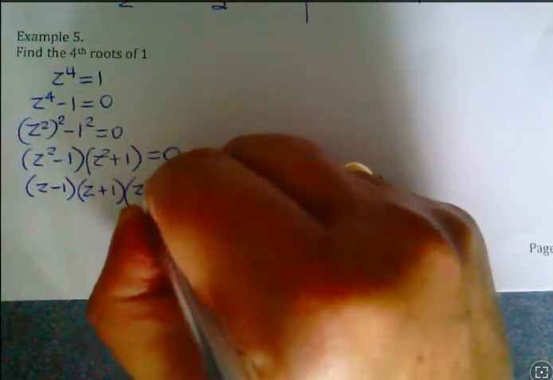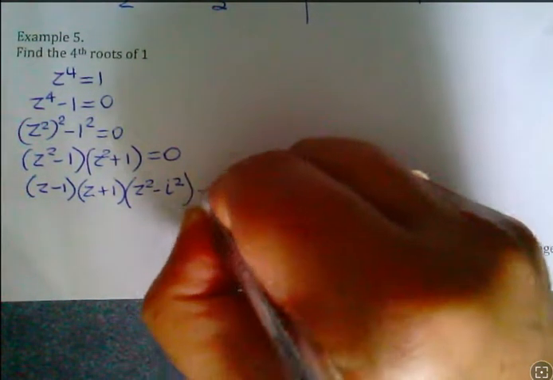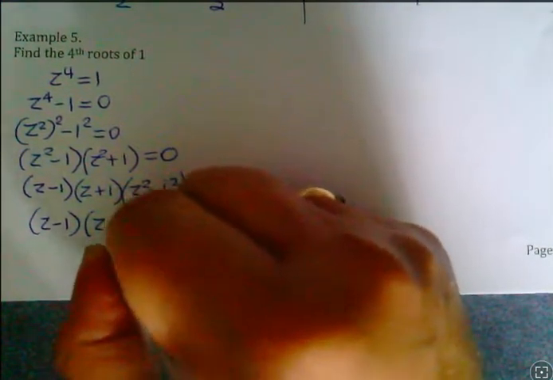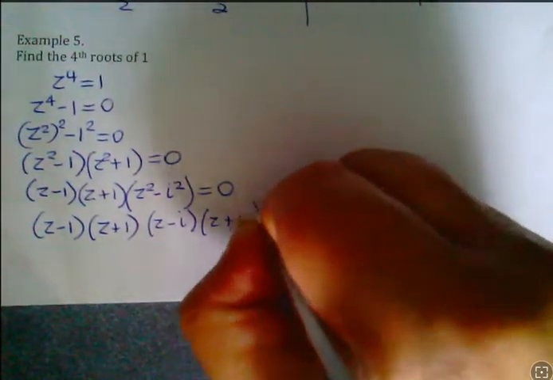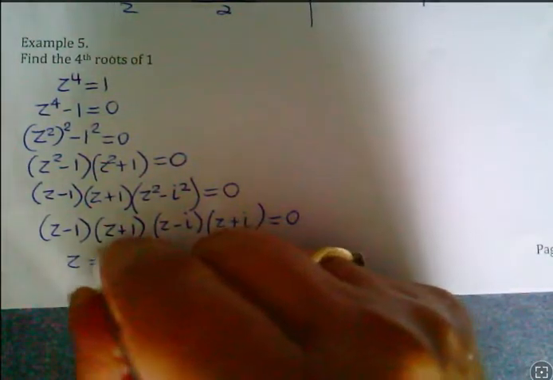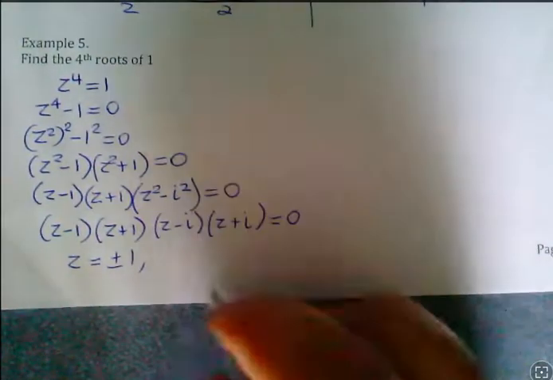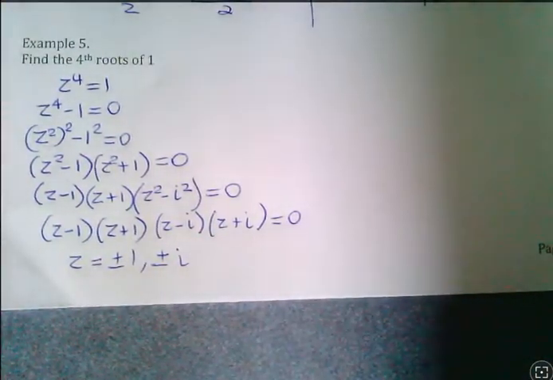Now we can factorise z squared minus 1 to be z minus 1, z plus 1. And we can write z squared plus 1 as z squared minus i squared, because i squared is negative 1. And so therefore, continuing this factorisation, we've got z minus 1, z plus 1, z minus i, z plus i equals 0. So therefore, z is 1 and negative 1, so it's plus or minus 1, and it's i and negative i, which is plus or minus i.